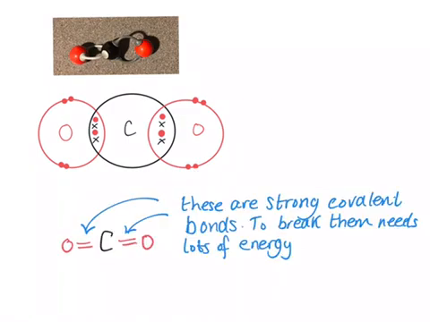Now, the bonds between the carbon and the oxygen and the carbon and that oxygen are strong. They're covalent bonds, and so to break carbon dioxide into carbon and oxygen requires a lot of energy. It takes lots of energy to break that bond and that bond, that bond and that bond, or these bonds here. So to break a molecule of carbon dioxide apart takes lots of energy because of the strong covalent bonds between the carbon and the oxygen.